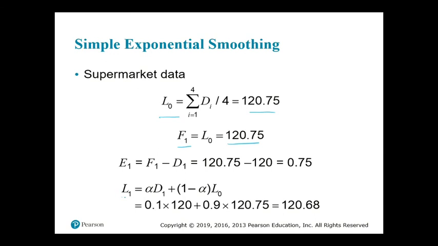So the updated forecast is the weighted average. Assume alpha is 0.1. Again, this is specified by the analyst. And alpha equal to 0.1 means that L1 is equal to 0.1 times the most recent observation at time 1, so D1, plus 1 minus alpha times L0. With L0 being 120.75, L1 is equal to 120.68. And then we can repeat this process. Basically, F2 would be 120.68.